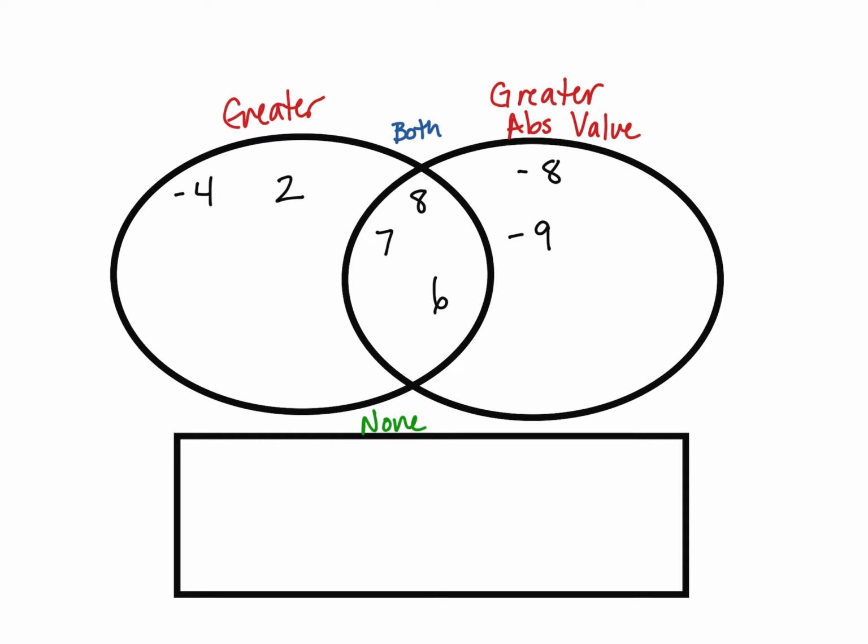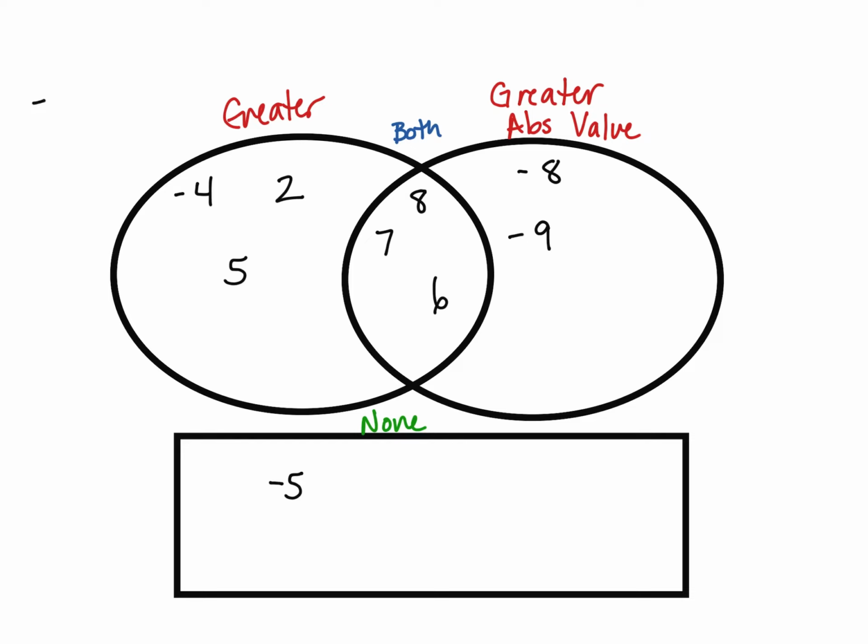In F, our numbers are -5 and 5. The absolute value is 5 for both of them. So 5 is the bigger number, which means it gets to go in the greater box. But neither one of them has a larger absolute value, so we get to put the -5 in the none. It's not the biggest number, and it doesn't have the biggest absolute value.